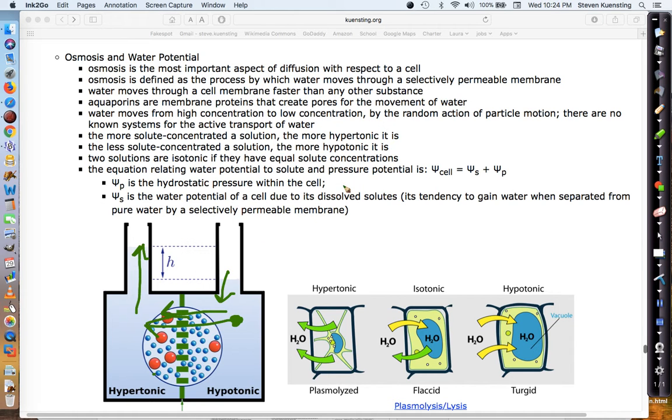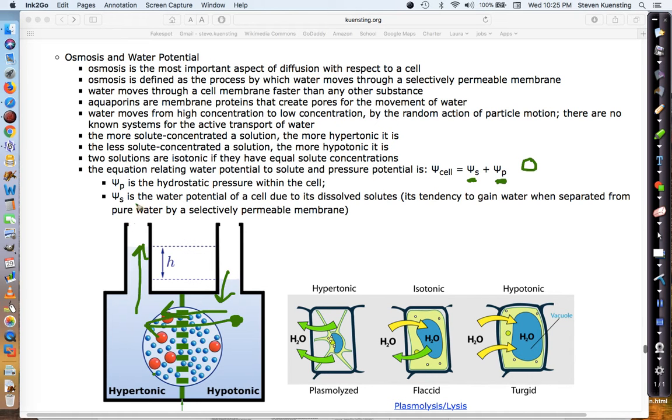The water potential of a cell is defined as the solute potential plus the pressure potential. The pressure potential is almost always 0 unless you're dealing with a syringe or something and you're actually pushing the water. Plant cells do have positive pressure potential. Animal cells generally don't. Plant cells do when they're surrounded by pure water. The cell swells and the cell wall keeps it from blowing up.